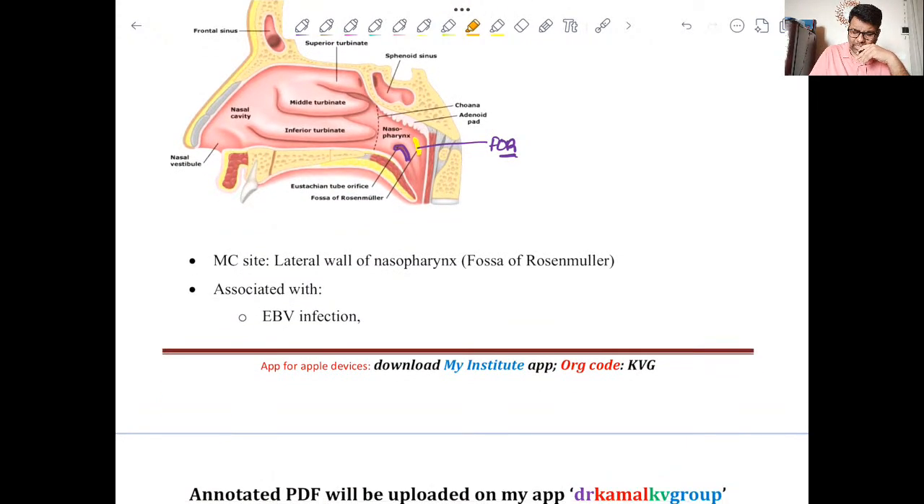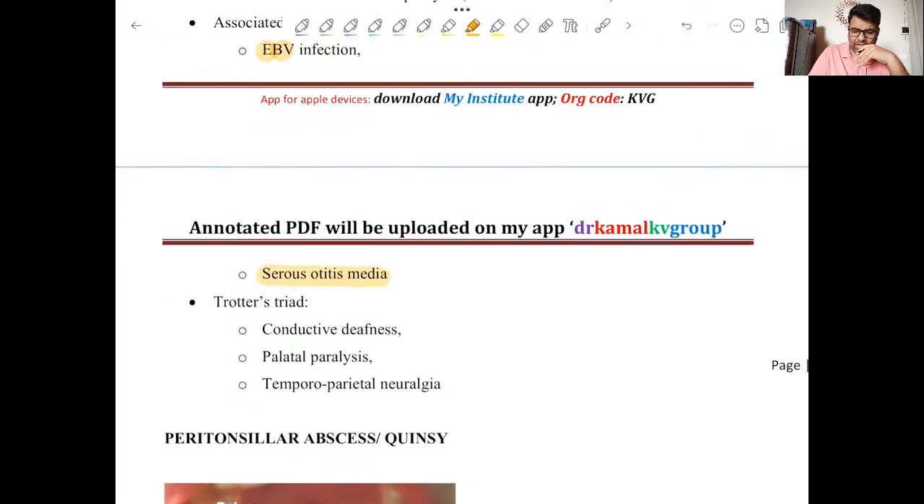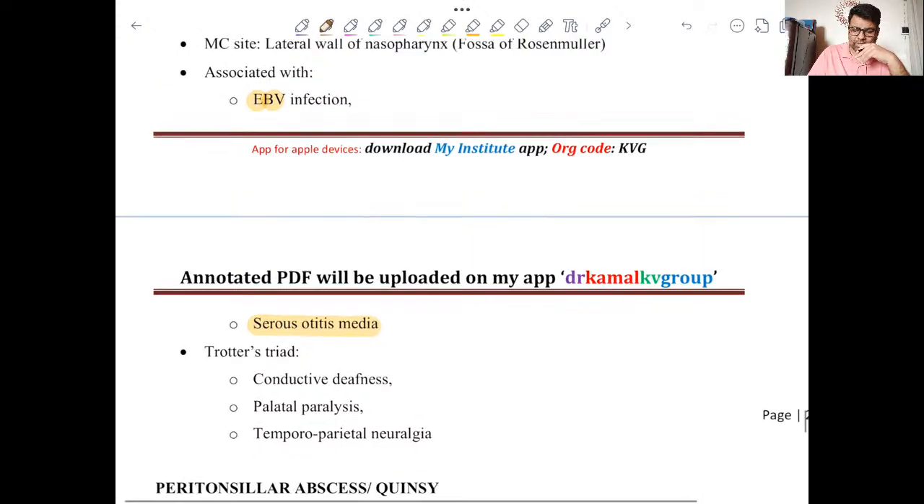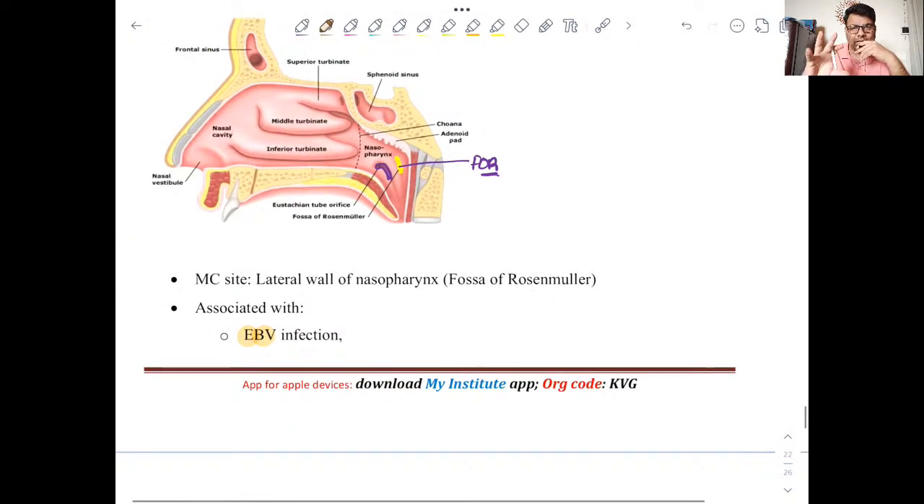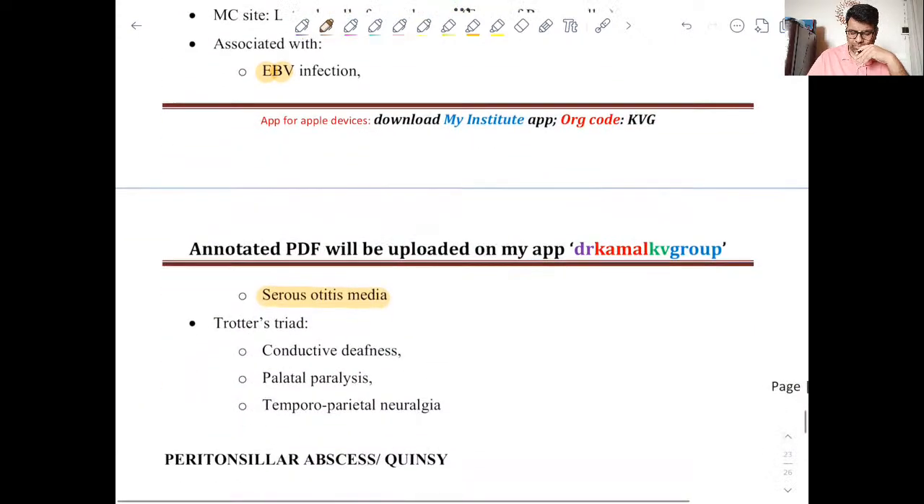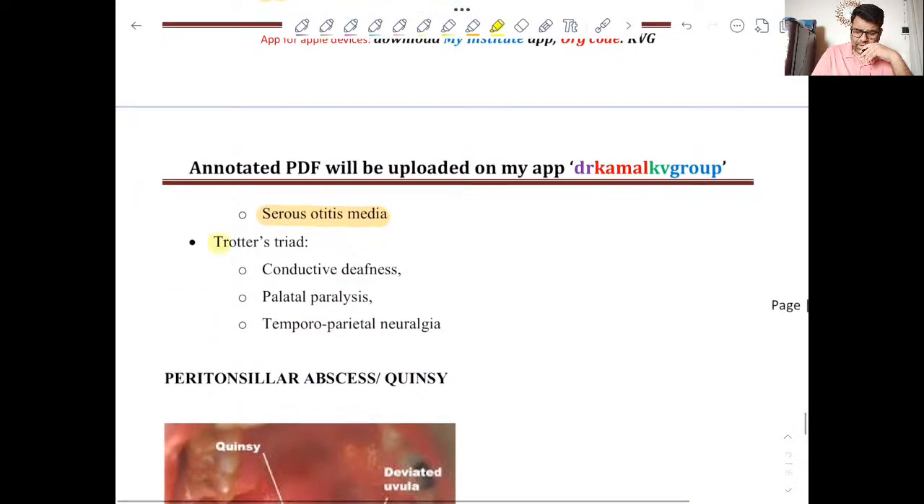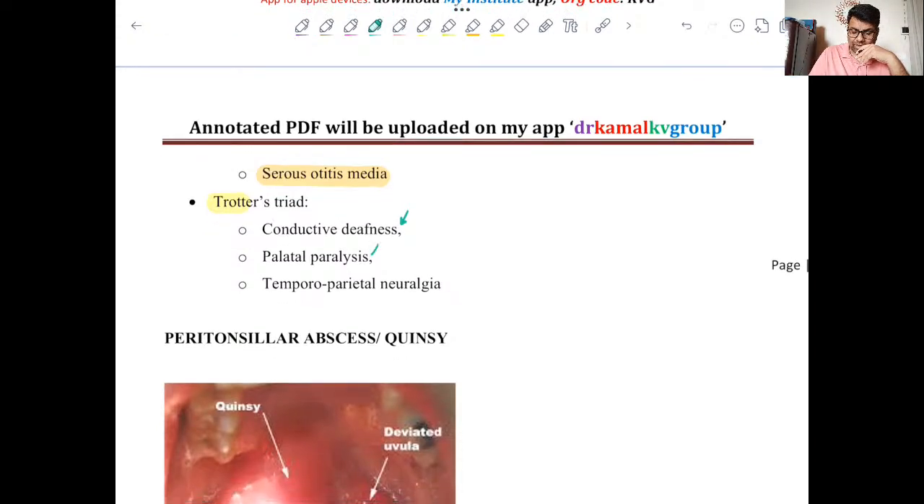It may be associated with Epstein-Barr virus infection or serous otitis media, because there can be compression over the Eustachian tube and it can lead to blockage of the Eustachian tube. There is one Trotter's triad, I think everyone must be knowing that. There is conductive deafness just because of serous otitis media. There is palatal palsy and temporoparietal neuralgia.